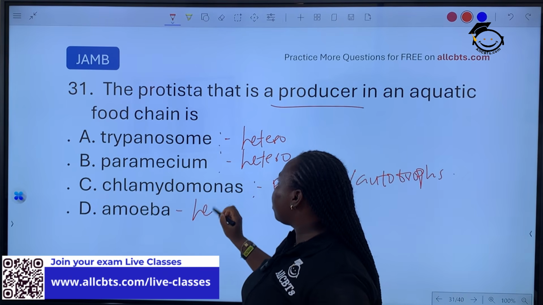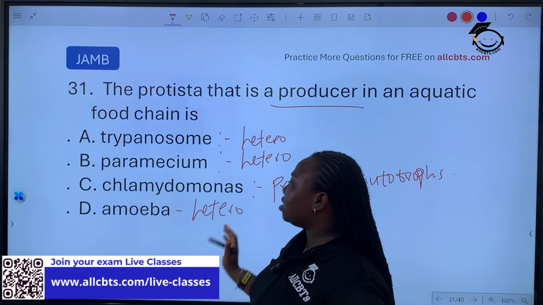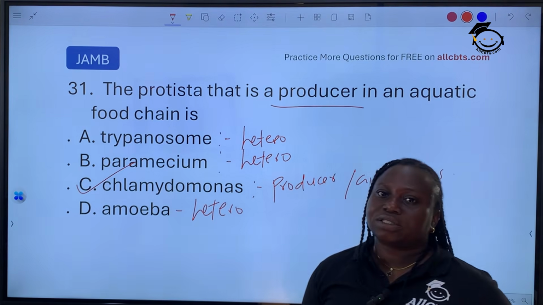Amoeba are also heterotrophs. So our answer here is Chlamydomonas.